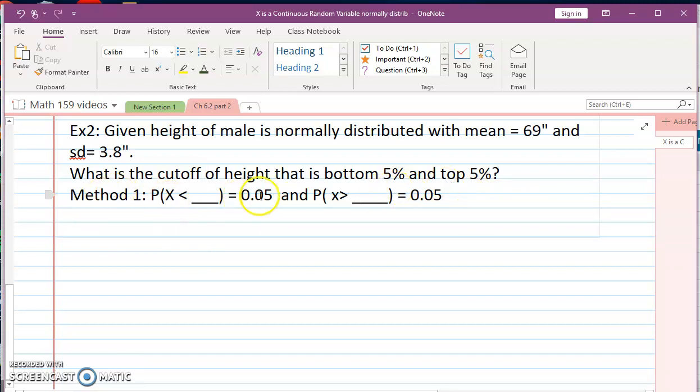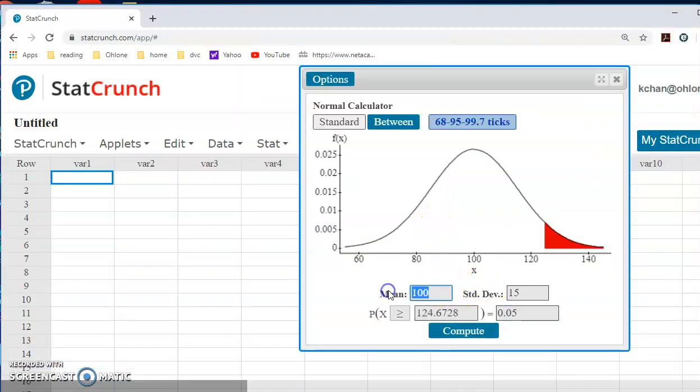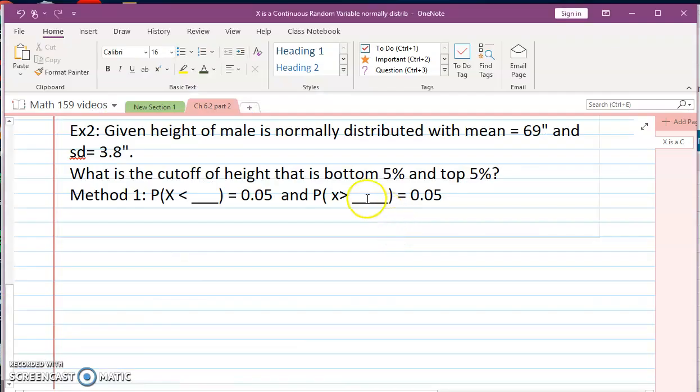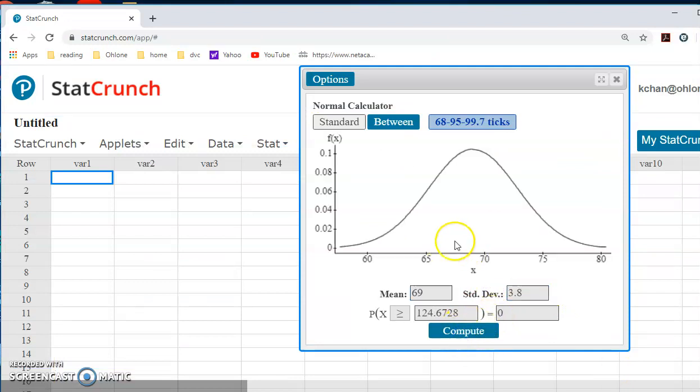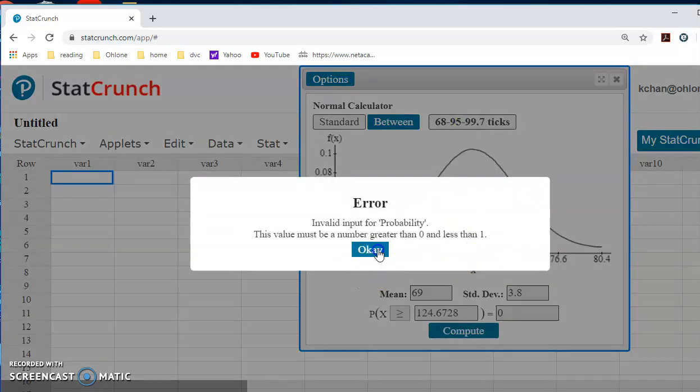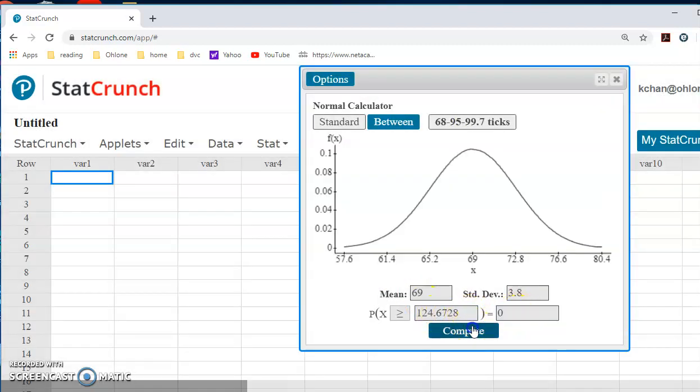So for method 1, we would use X is greater than, X is less than, because we already know how to do this. Bottom is on the left side, top is on the right side. So we just do it. 69 and 3.8. Just click it first so it shows up, so that we have this all in the right way.